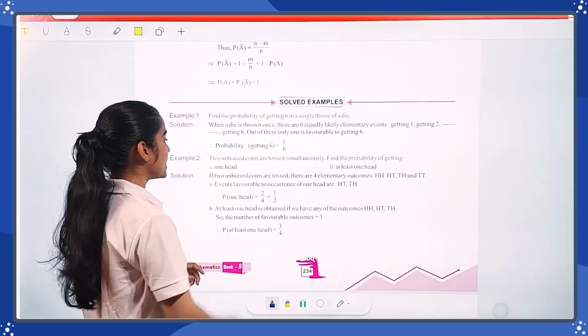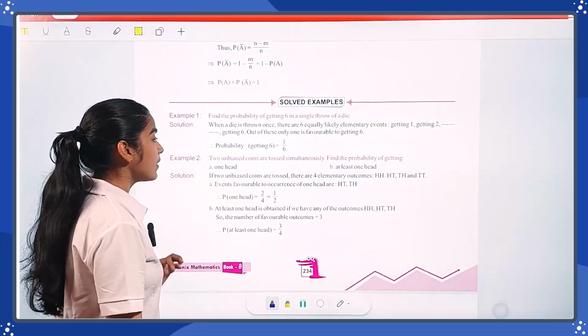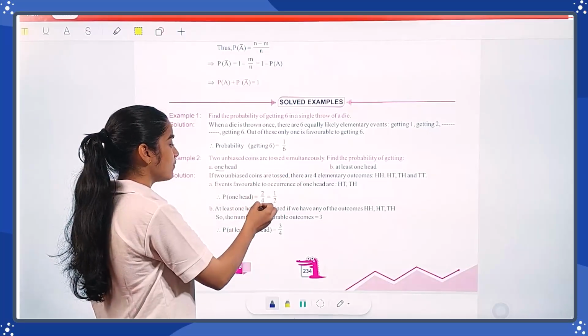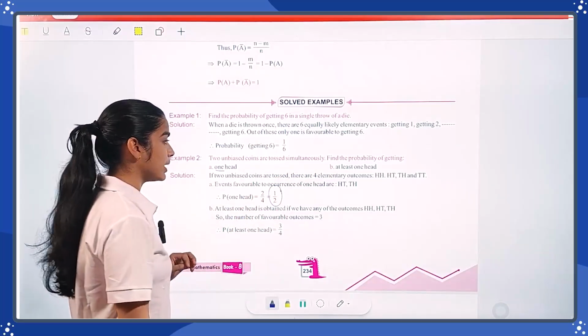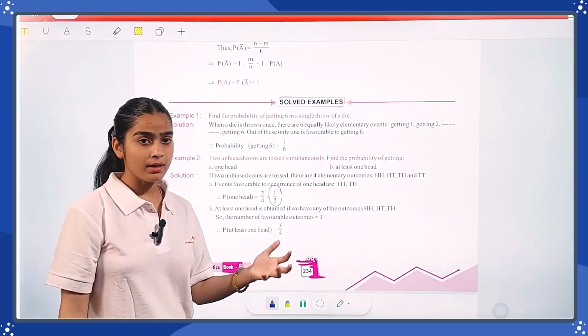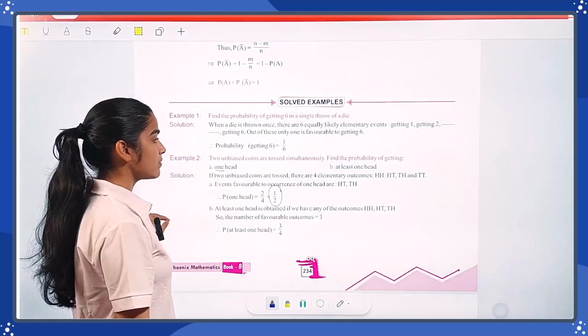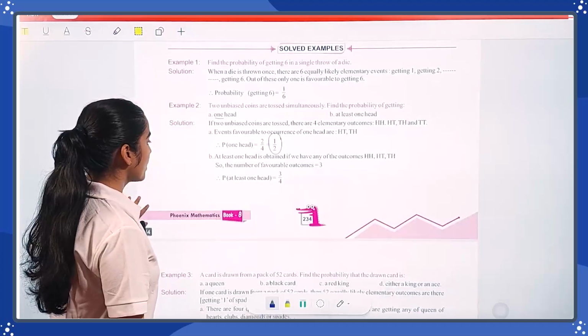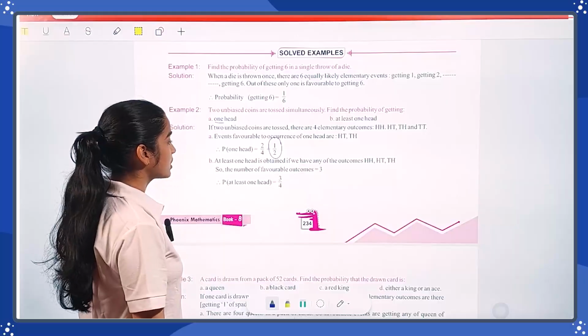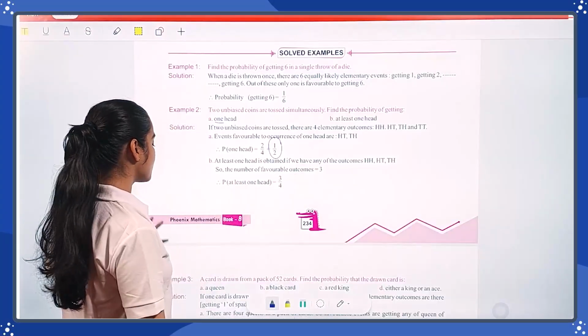Two unbiased coins are tossed simultaneously. Find the probability of getting one head. If two coins are tossed, then 2 by 4 is the answer, which is 1 by 2. At least one head: so 3 by 4, because when two coins are tossed, at least one head is obtained if we have any of the outcomes. So the number of favorable outcomes is 3.